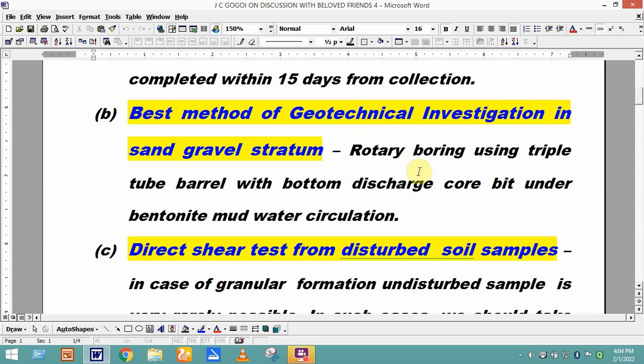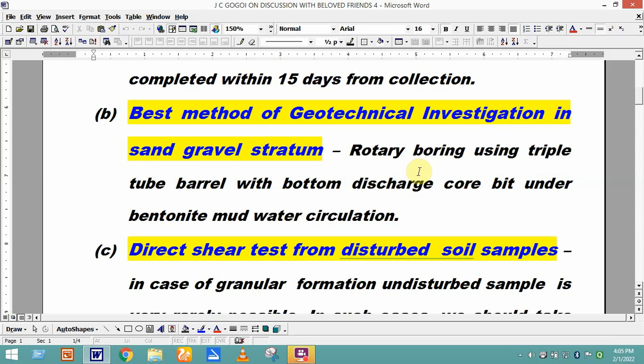What I personally feel is, if we go for rotary boring using triple tube barrel with bottom discharge core bit under bentonite mud water circulation, we can get the entire formation in the triple tube itself. Those who are using triple tube will know that the triple tube is made of three tubes, two inner tubes and one outer tube.